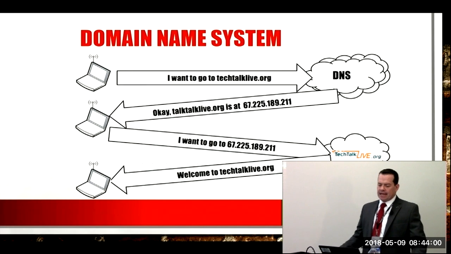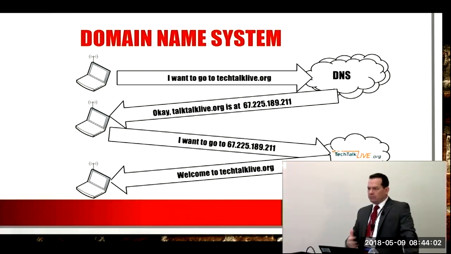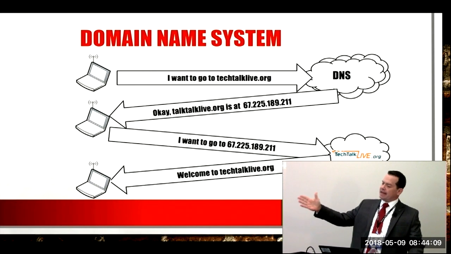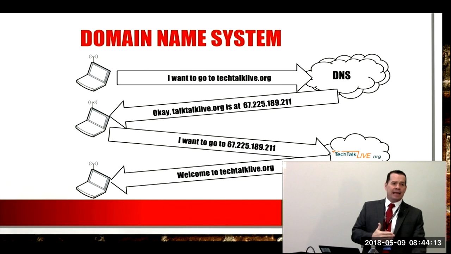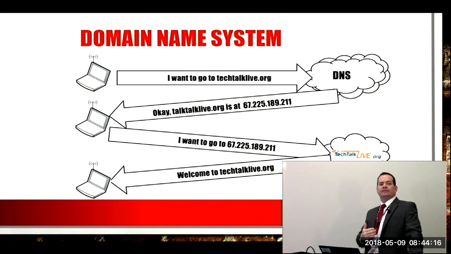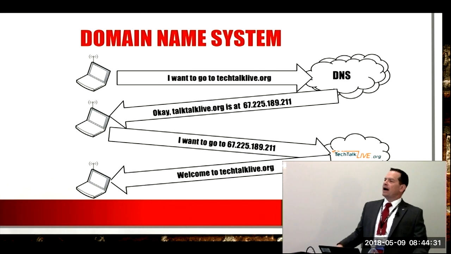So just a quick DNS refresher. You know that I type in something like techtalklive.org. That's going to go to a DNS server. That DNS server is going to resolve it to an IP address and send that back. Your machine receives that IP address and then says, I want to go to that IP address, and then you receive back whatever it is that you're looking for. So there's this constant communication back and forth when you're trying to go someplace. And it's the DNS servers that are constantly mapping that name to IP address.